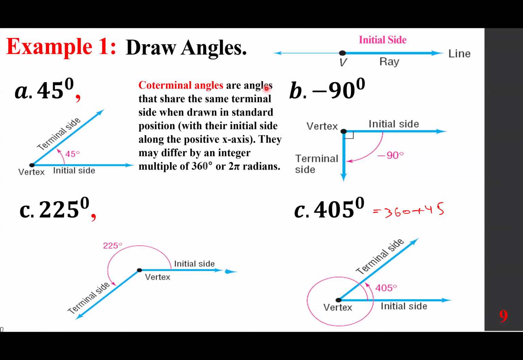Coterminal angles are angles that share the same terminal side when drawn in standard position with their initial side along the positive x-axis. They may differ by an integer multiple of 360 degrees or 2 pi radians. Therefore, 405 degrees, which is 360 plus 45, is coterminal with part A, namely 45 degrees.